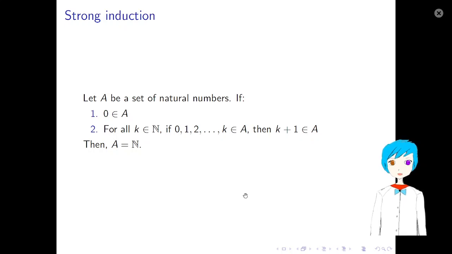So here is another version, the strong induction. Strong induction states that: let A be a set of natural numbers. If 0 is in A, and for all natural numbers k, if all the numbers from 0 to k are in A, then k plus 1 is in A, and if those two conditions hold, then we can conclude that A is the whole set of natural numbers. We can also prove this by using the technique of the smallest counterexample.